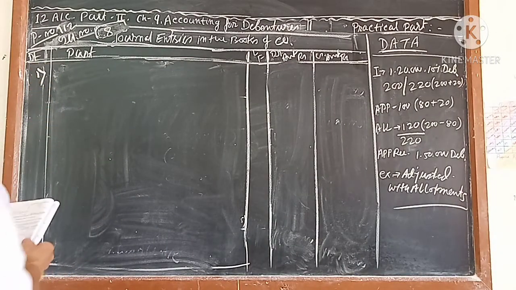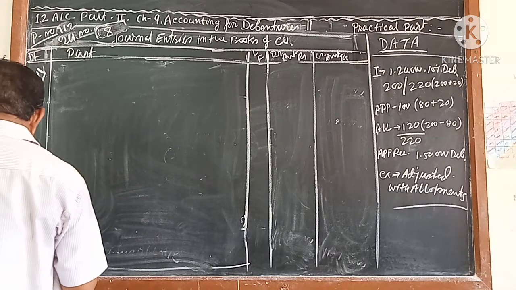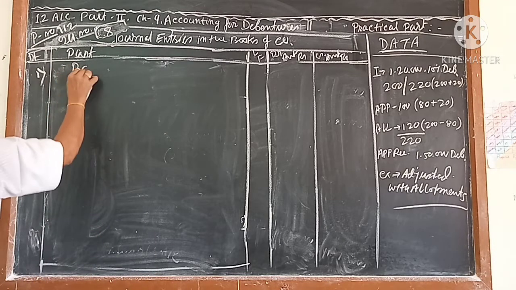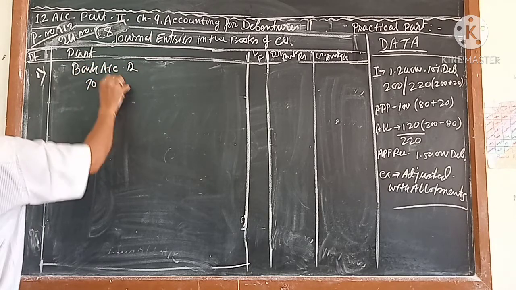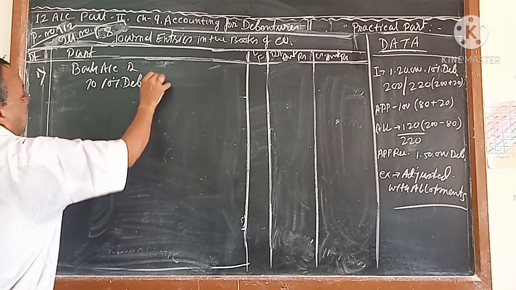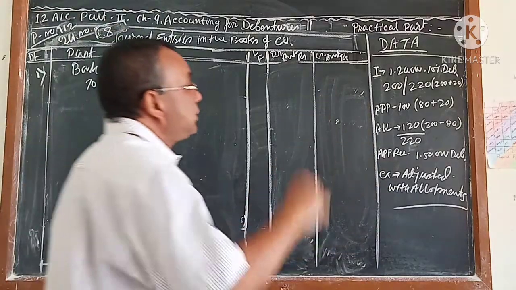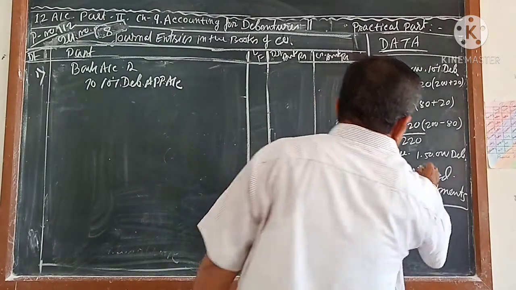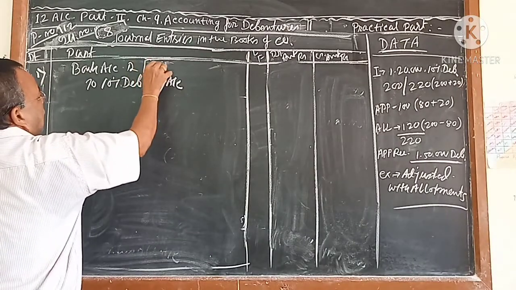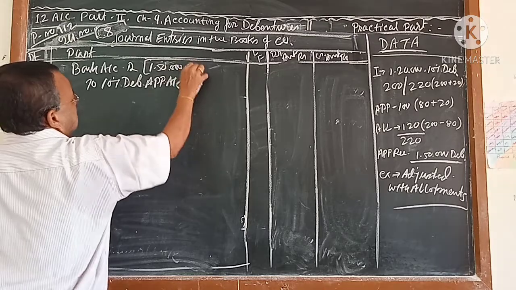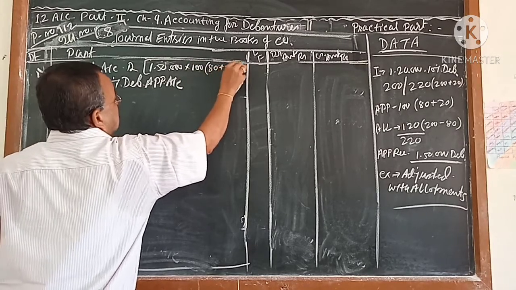So number one, we are going to pass the journal entries. For the first one, Bank account debit to 10% debenture application account. So we are writing it here: Bank account debit to 10% debenture application account. How much? You have to remember the data. I have received applications for 1,50,000 debentures, so you are going to get the money for 1,50,000 debentures at rupees 100 each. This 100 is actually 80 plus 20. Keep that in mind.